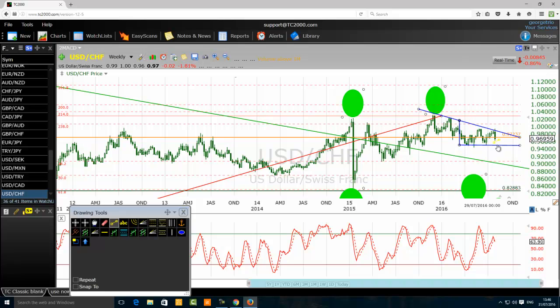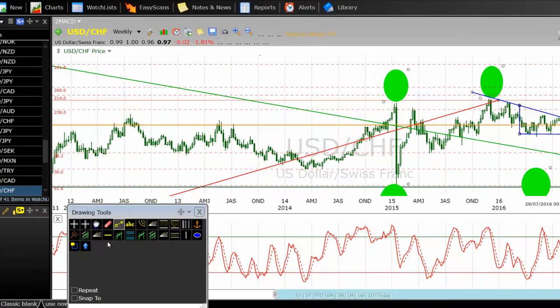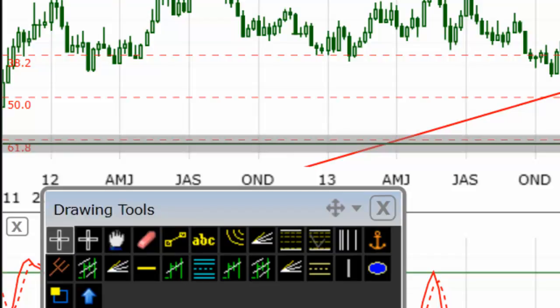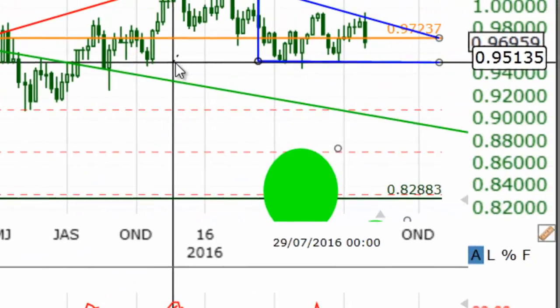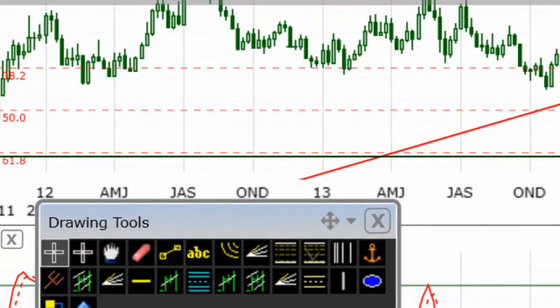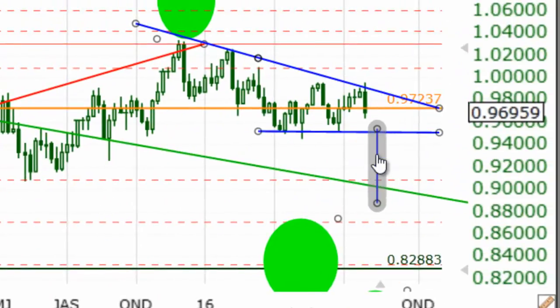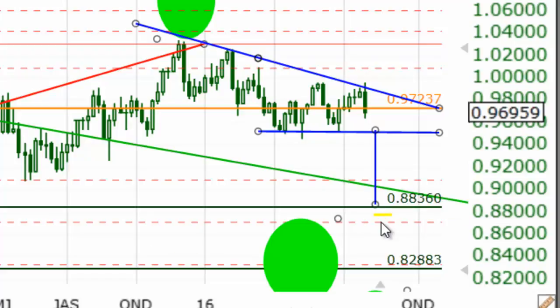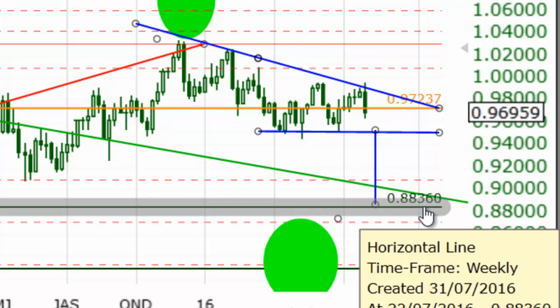If it breaks below this level here, which level is that? If it breaks below the level of 95.13, where is it going? Well, how do we set the target? With the triangle, we measure the height of this triangle, and we project it down at the breakout point. So there is a target here at 88.36 that the professionals are watching.